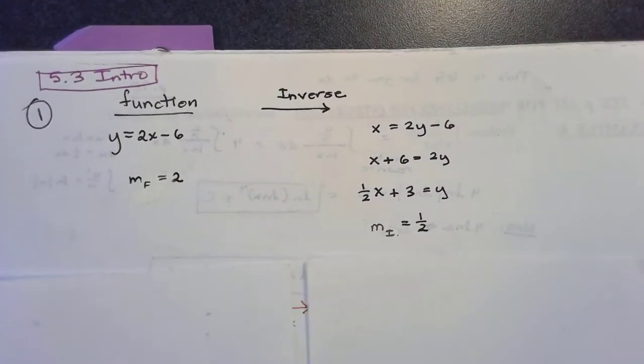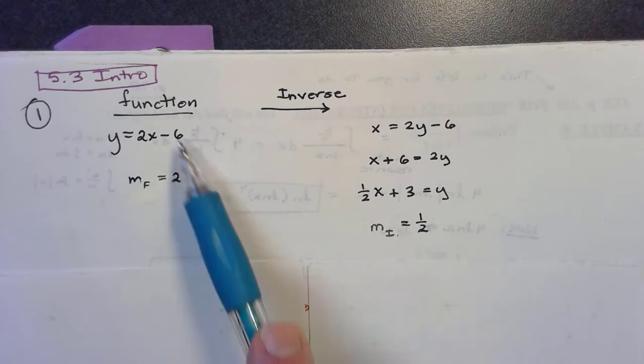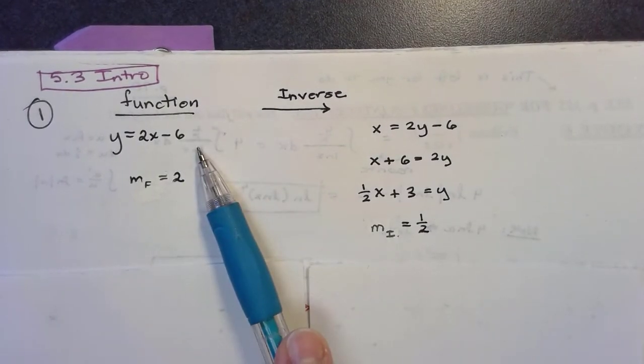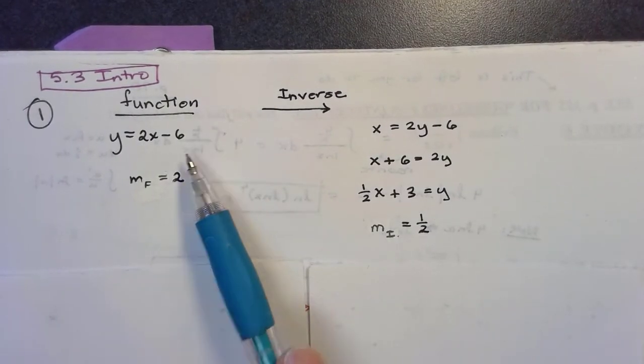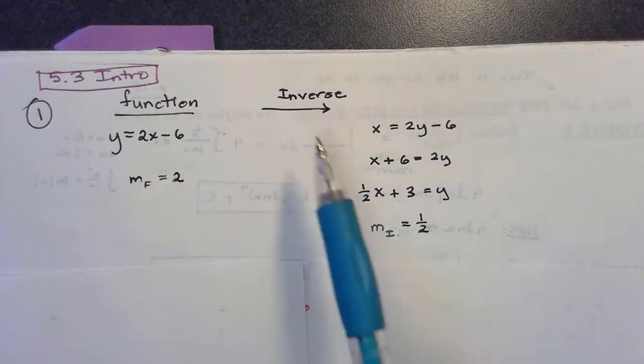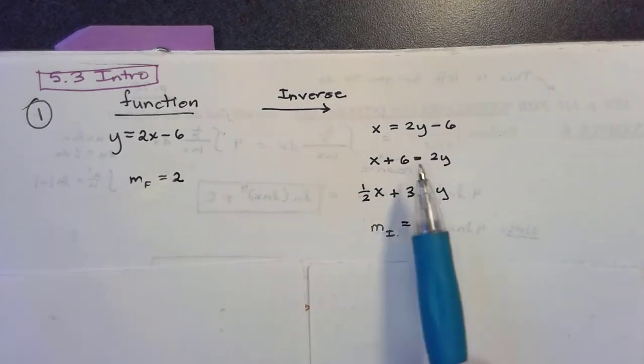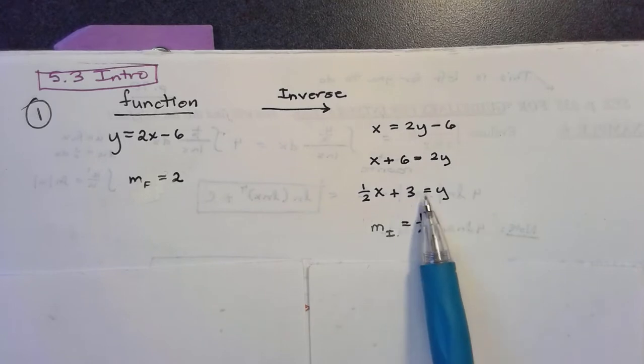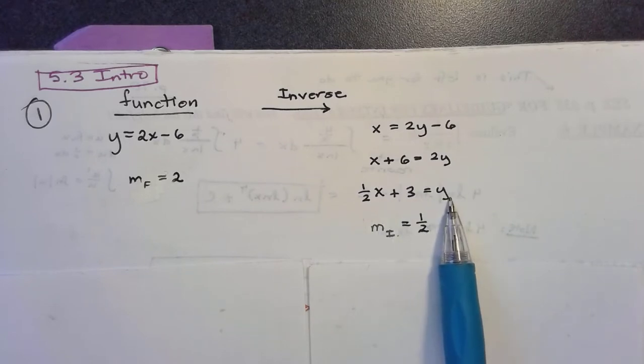A little pre-cal review. We know that if we have our function, y equals 2x minus 6, and by the way, the slope on that would be 2. Let's find the inverse. How do we do that? Switch the x and the y and solve for the new y. And we can see the slope on this is 1/2.